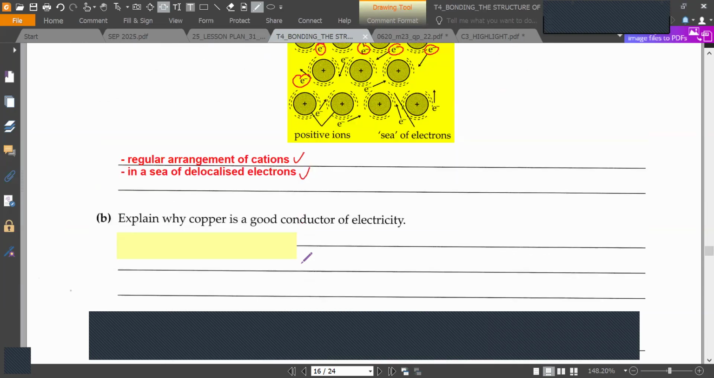Next, explain why copper is a good conductor of electricity. Because it contains delocalized electrons that are free to move. So the free electrons are available to conduct electricity.